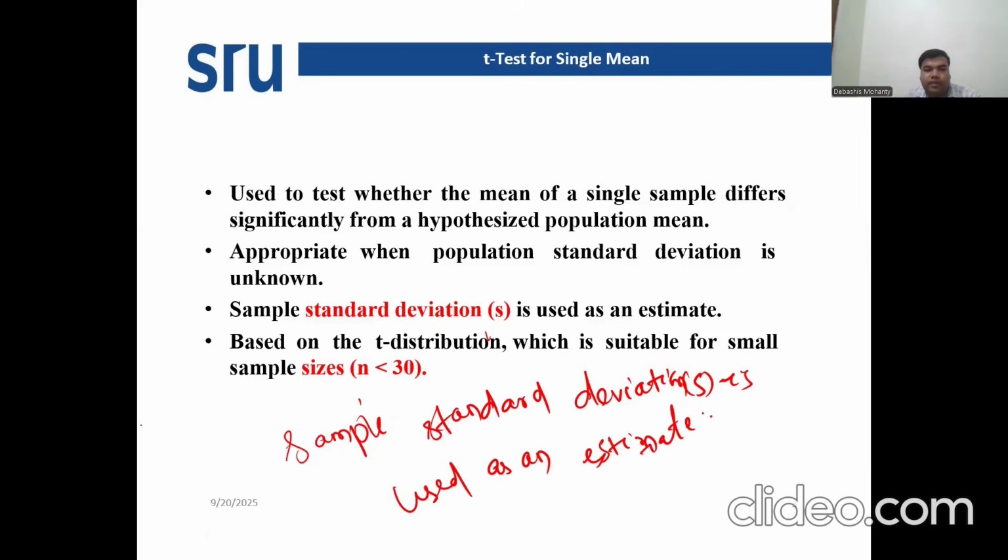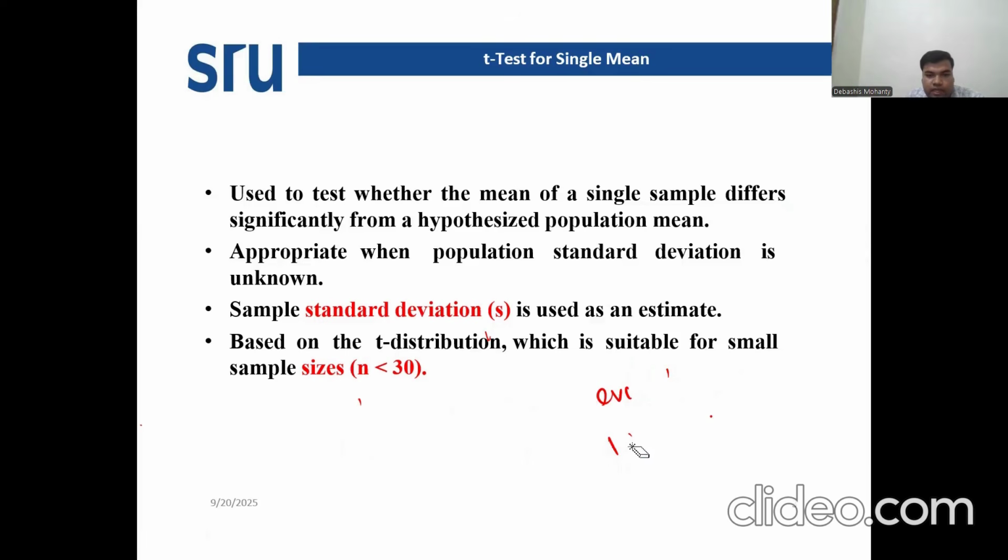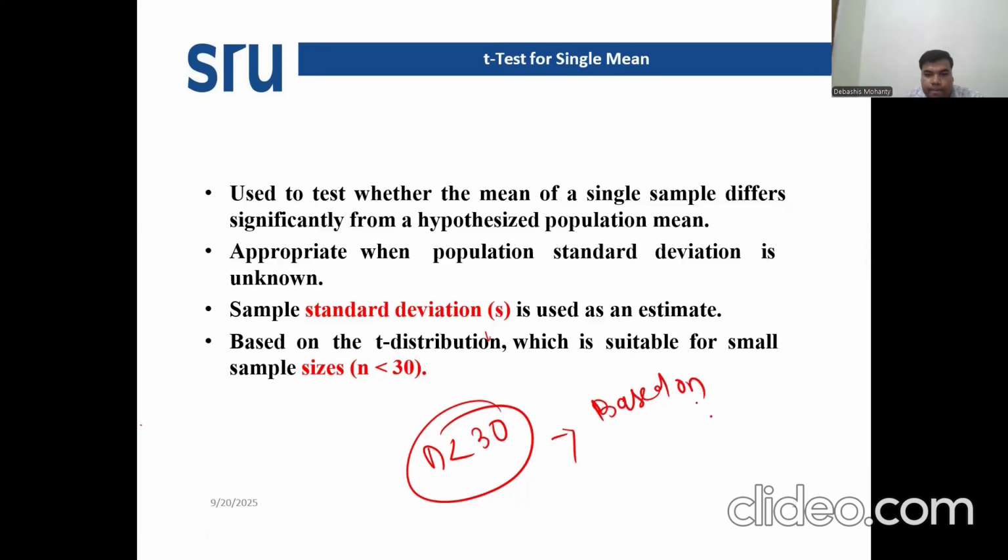Then it is based on the t-distribution, which is suitable for small sample sizes, that means n is less than 30. For that case only, n is always less than 30. So we have to see accordingly.